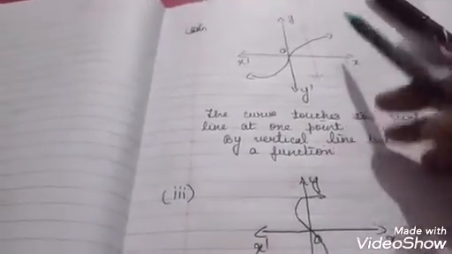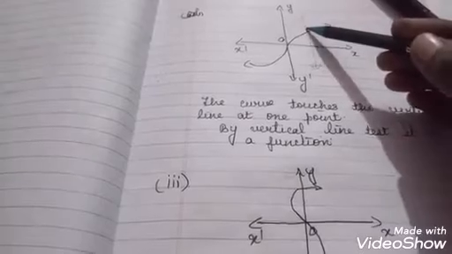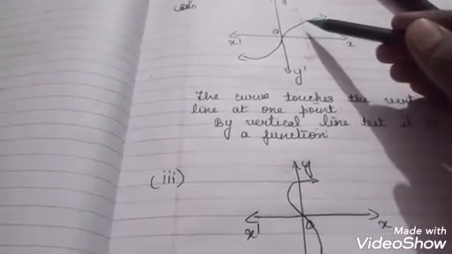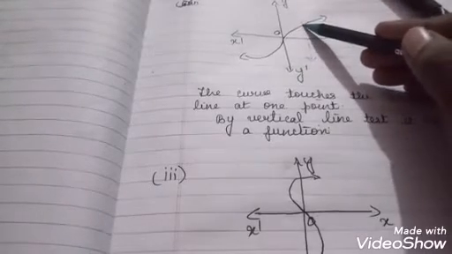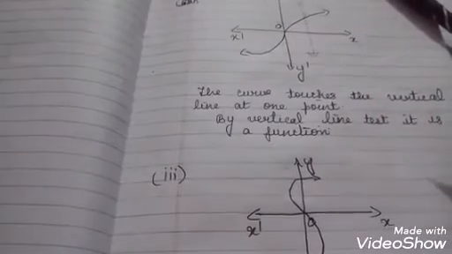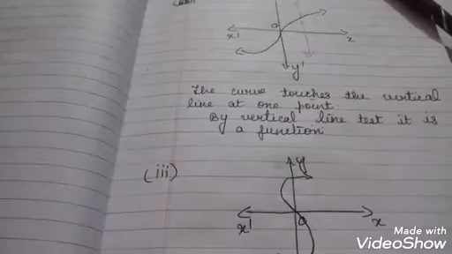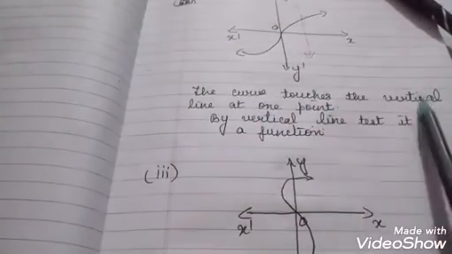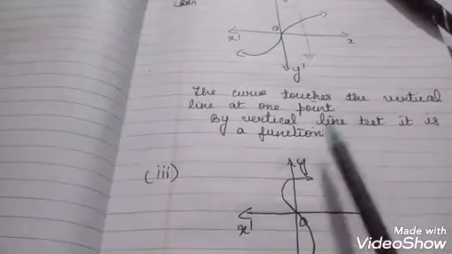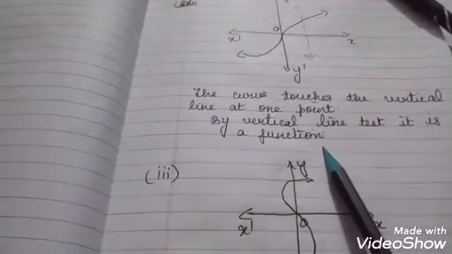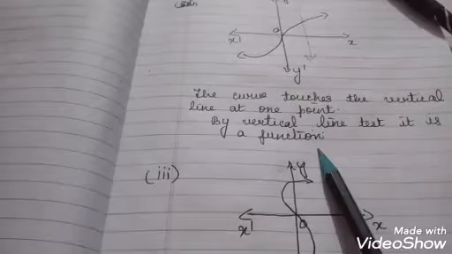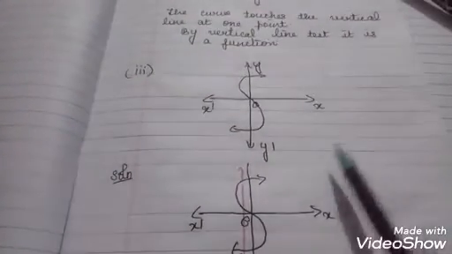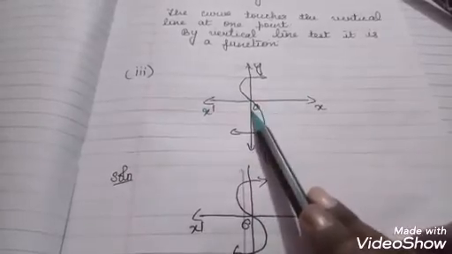See here again, I have drawn a vertical line using a pink pen. Now if you see, this vertical line touches the curve at only 1 point. So since the curve touches the vertical line at only 1 point, by the vertical line test, what can I say here? It is a function. Got it? Okay. Now coming over to the third subdivision. This is the graph given here.